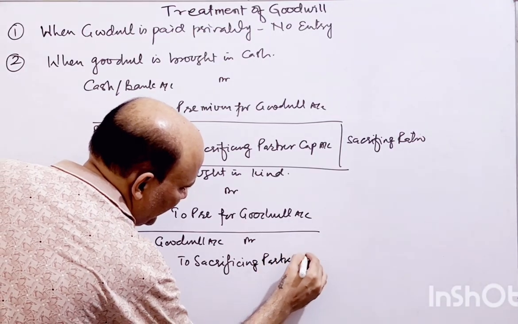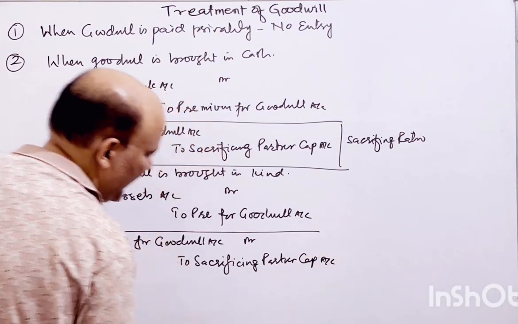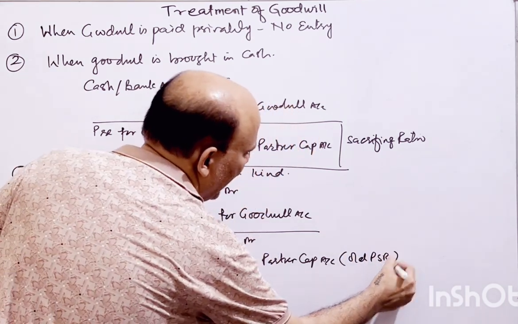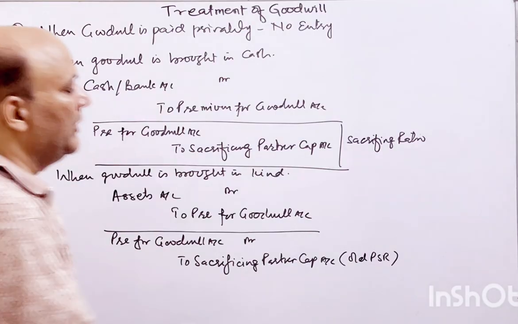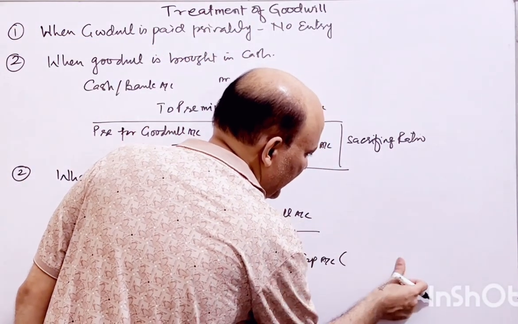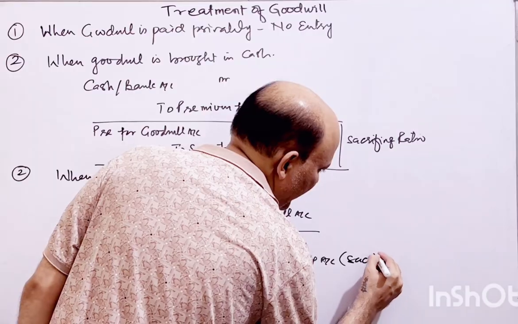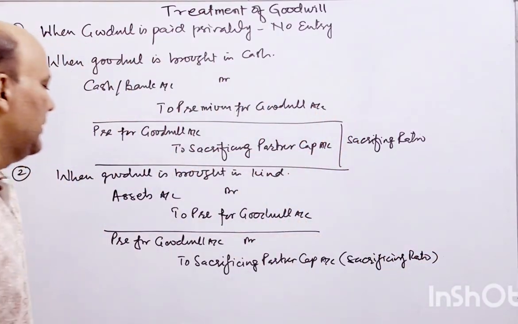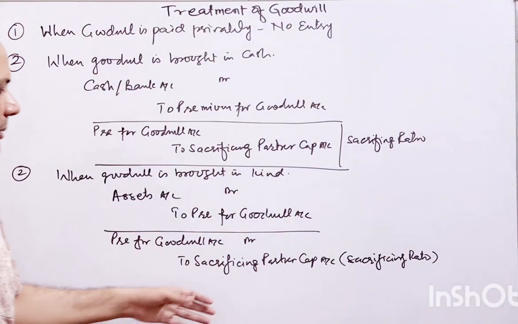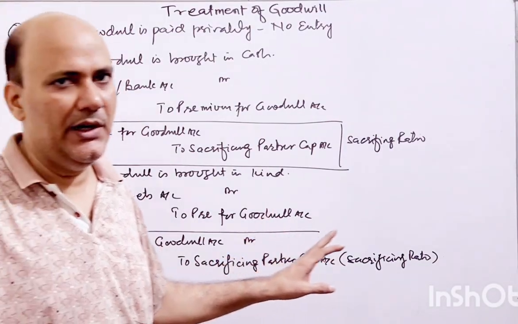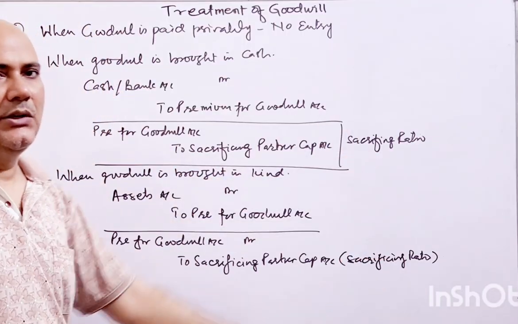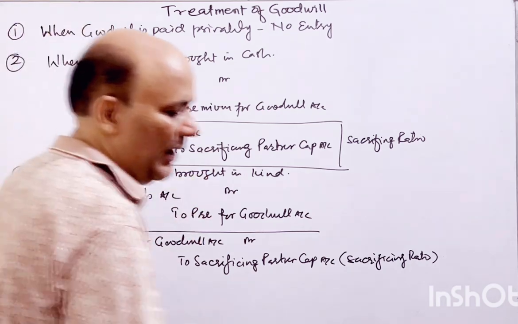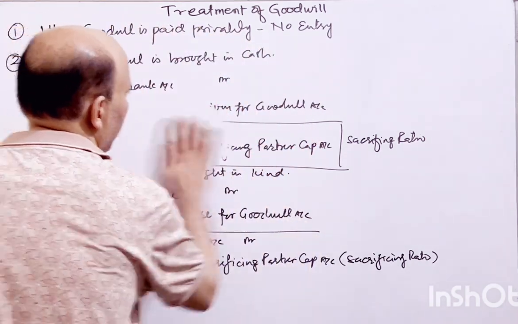Sacrificing partners' capital account, in the old PSR. Old PSR again. Sorry, not old PSR. This is the sacrificing ratio. So whenever you are distributing the goodwill to the sacrificing partners, that will be distributed among the partners in their sacrificing ratio, whatever the ratio they are sacrificing in favor of new partners. So this is when goodwill is brought in kind.